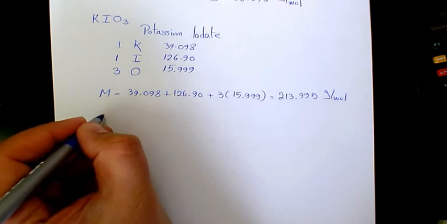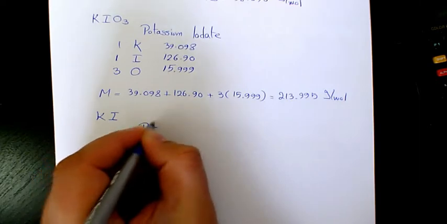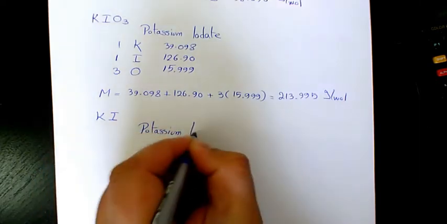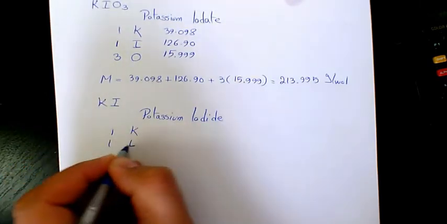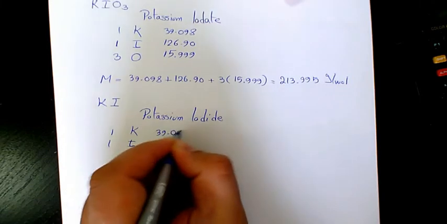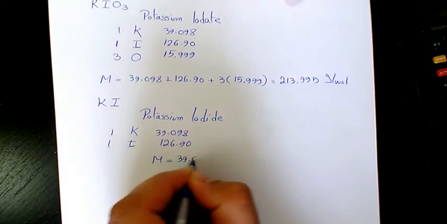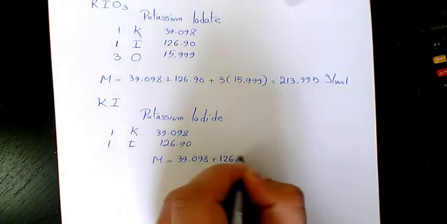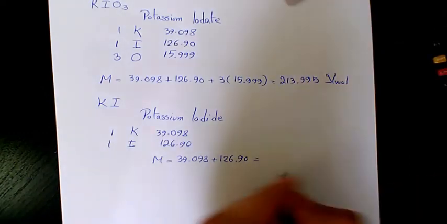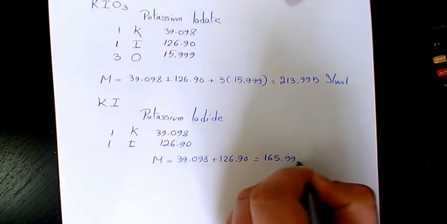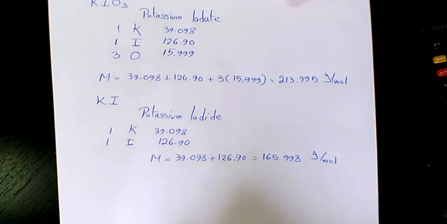Next one is KI, or potassium iodide, which has 1 atom of K and 1 atom of I. That's 39.098, and this one is 126.90, so it's going to be 1 atom from each. It's going to be 165.998 grams per mole. That's the molar mass or molecular weight of potassium iodide.